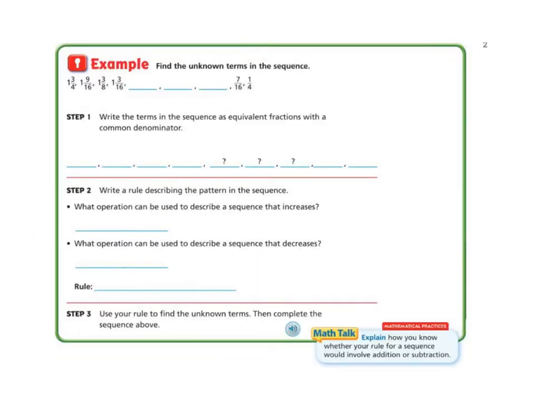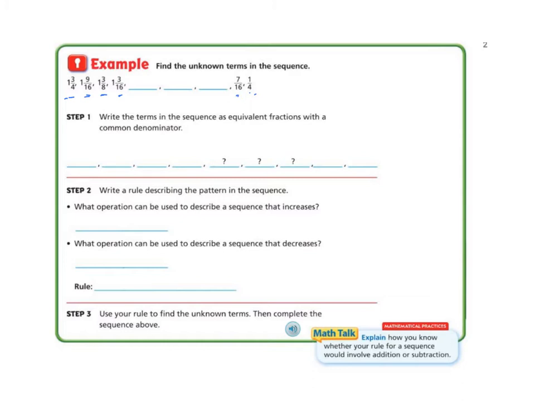Okay, so again, I have to find the unknown terms in the sequence, but before I can do that, I need to find common numbers on the bottom. Well, 4, 16, 8, 16, 16, and 4. A number that they can all go into, first I always look at the bigger number, 16. Well, can 4 go into 16? Yep. Can 8 go into 16? Yep. So 16 is going to be the number that I'm going to try and use on the bottom.